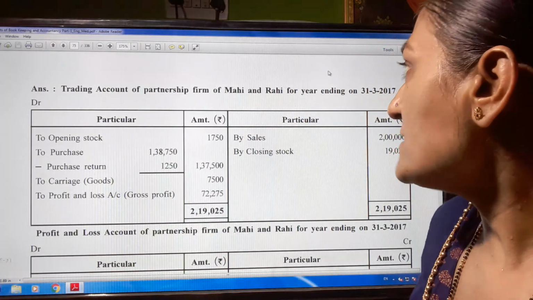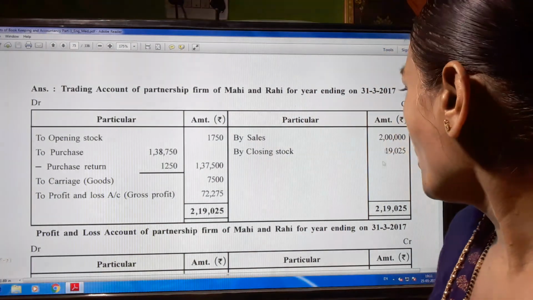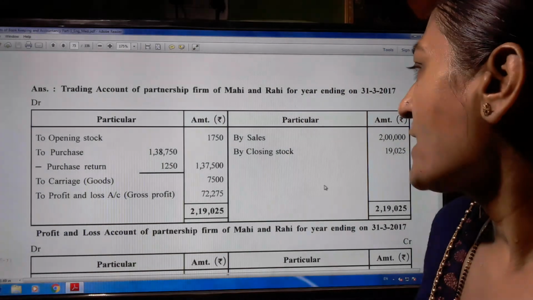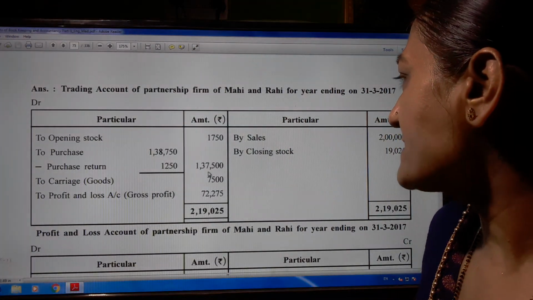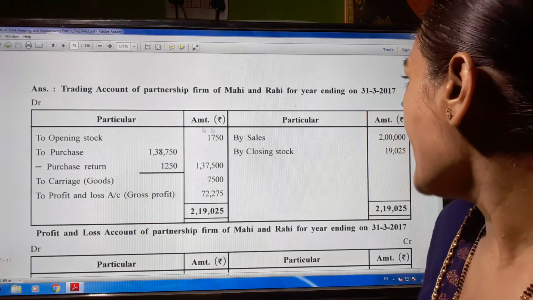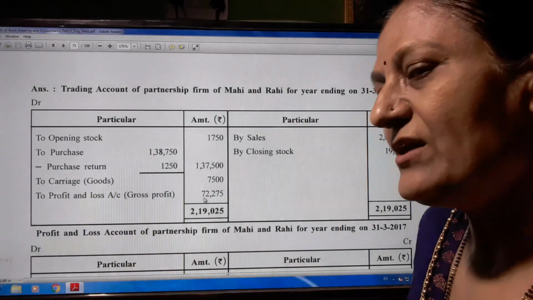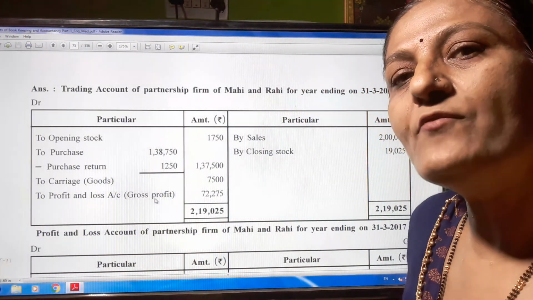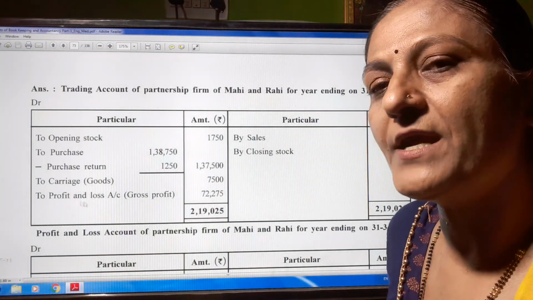Afterward we get by sales 2 lakh and closing stock 19,025. Total of both is 2,19,025. And the credit side is greater than the debit side. So total of the debit side minus from the credit side, then the difference amount we get is 72,275 and it is the gross profit. Now we know the gross profit from the trading account we transfer to the profit and loss account.